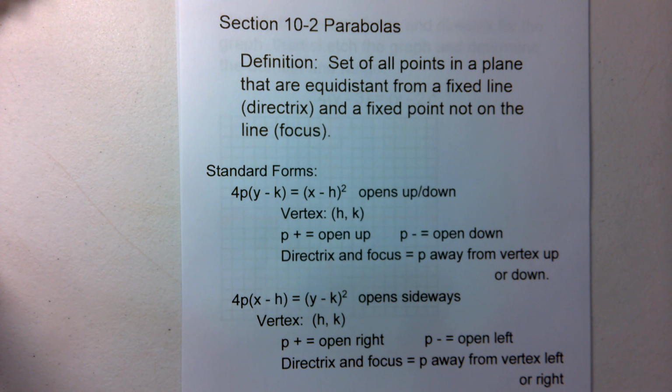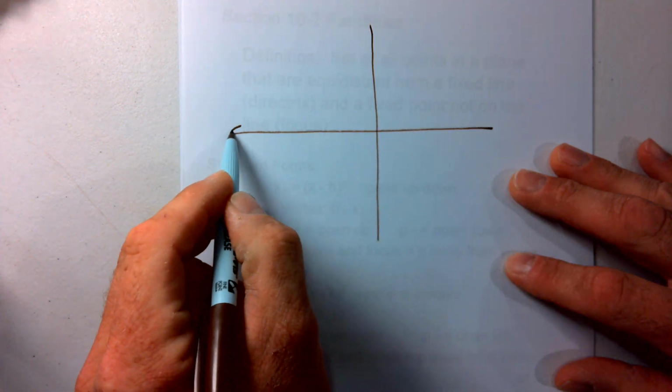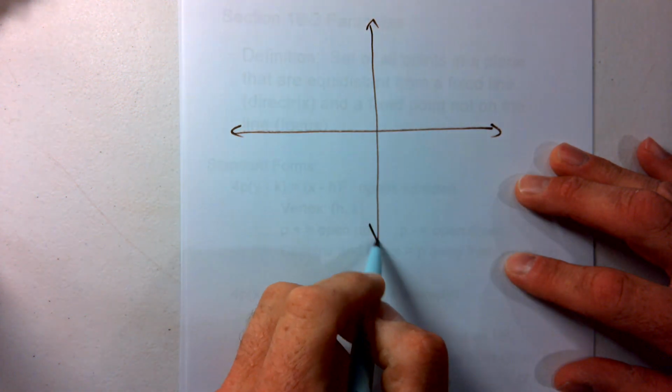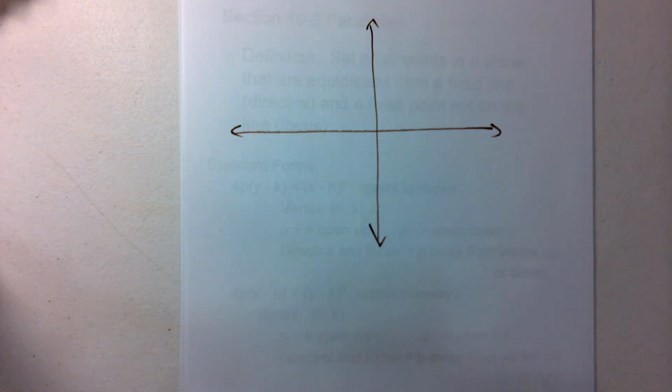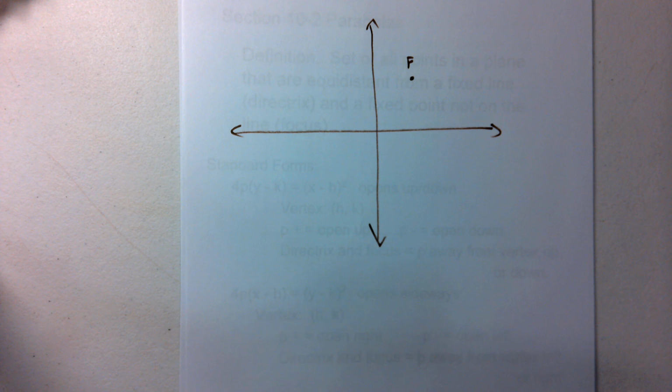So a parabola, by definition, is a set of all points in a plane that are equidistant from a fixed line we call the directrix, and a fixed point not on that line called the focus. So I'm going to bring in a piece of paper here for just a second and talk about what we see there. What we have is a fixed point called the focus, somewhere, doesn't matter where it is, maybe there's our focus.